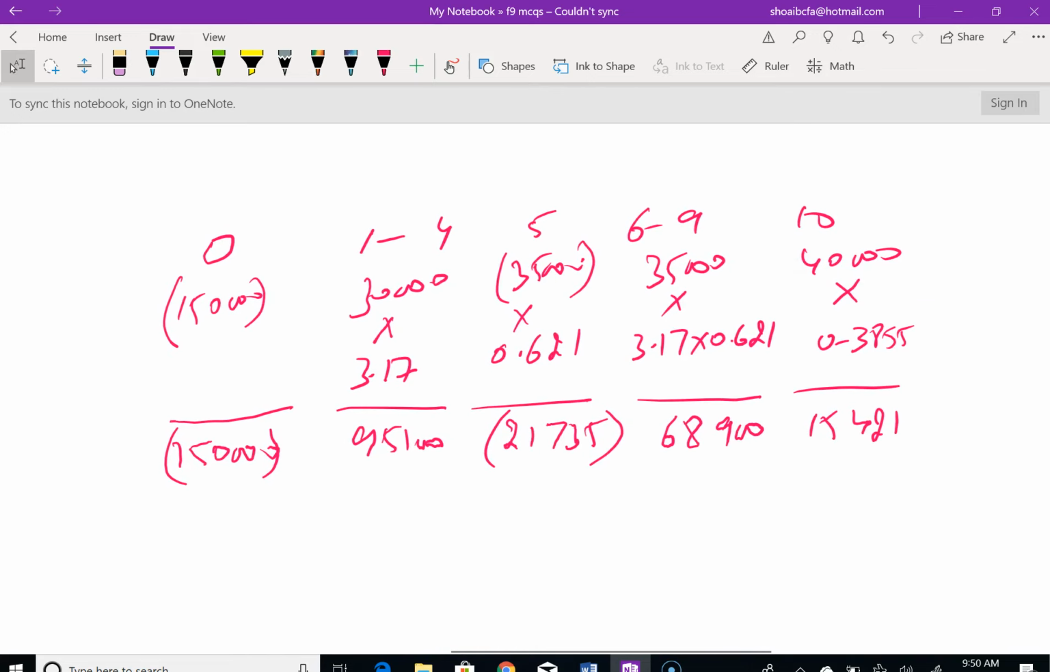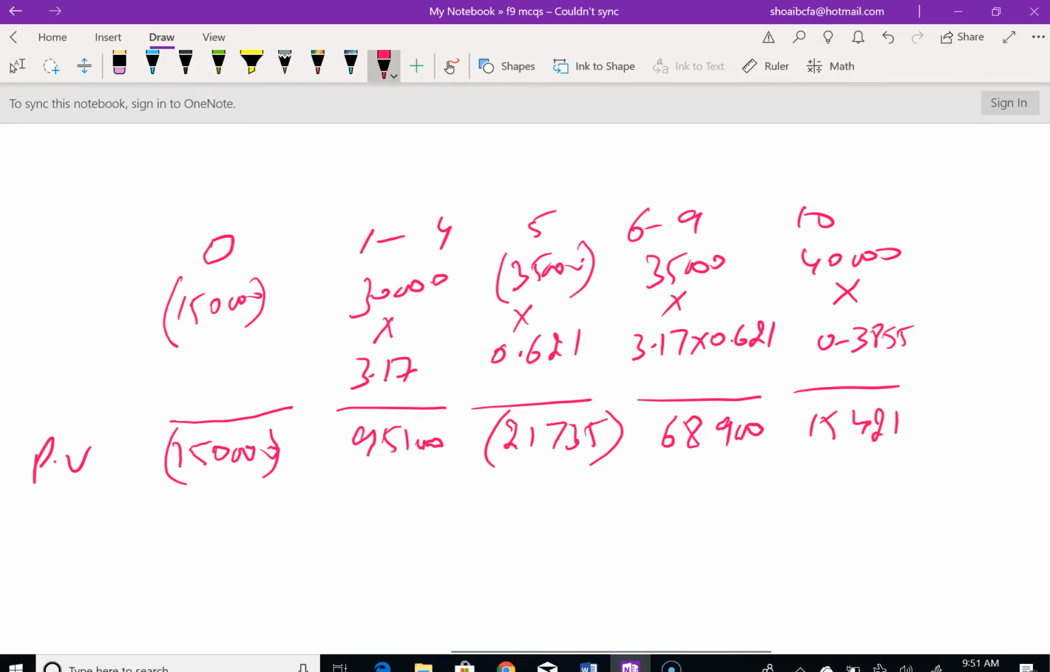Let's solve this. In year 0, there is an outflow of 150,000. In years 1 to 4, there is an inflow of 30,000. In year 5, there is an outflow of 35,000. In years 6 to 9, there is an inflow of 35,000. And then in year 10, there is an inflow of 40,000. So I have taken its present value.